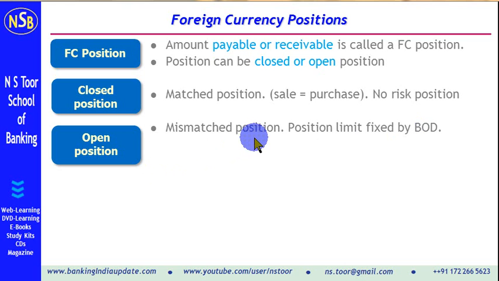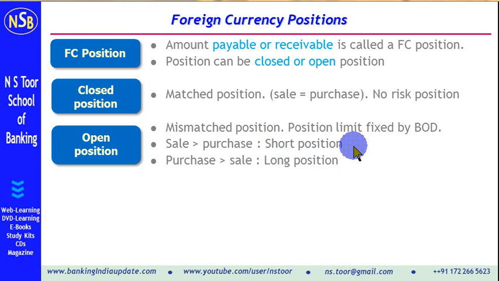Now mismatch can be on account of sale more than purchase. When sale is more than purchase, this is called short position or oversold position. So sale more than purchase, this is a short position or oversold position. Or purchase more than sale. So this is called long position or overbought position.